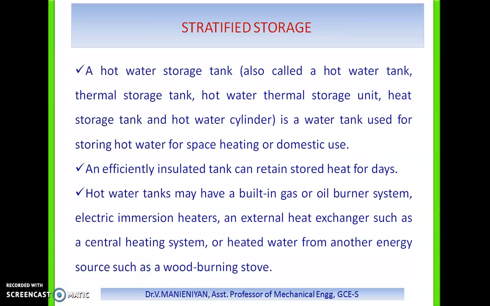Next is the stratified storage system. A hot water storage tank is also called a hot water tank, thermal storage tank, hot water thermal storage unit, heat storage tank, or hot water cylinder. There are different names for it. This tank is used for storing hot water for space heating or domestic purposes. The tank should be well insulated to retain the heat for several days.